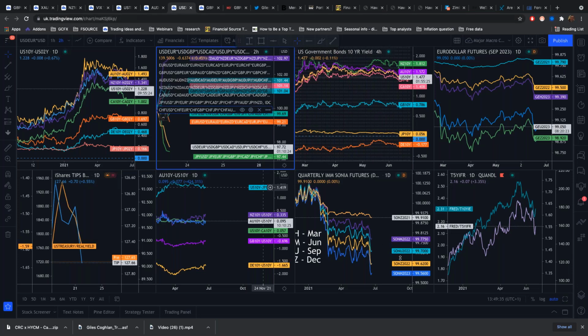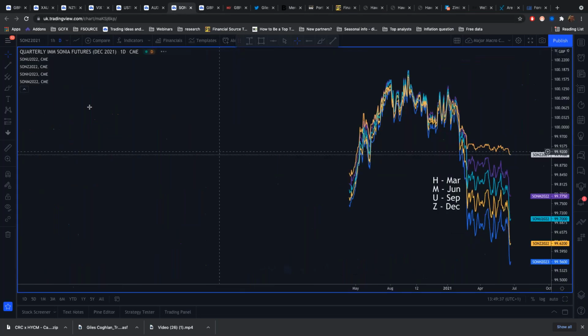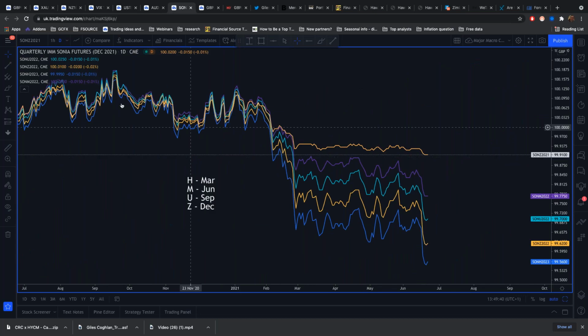Let me teach you something. Now, these are called the Sonia futures, okay? This is basically futures markets pricing interest rates for the Bank of England in the future.